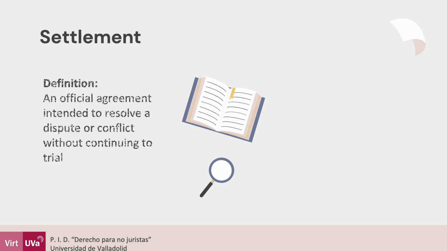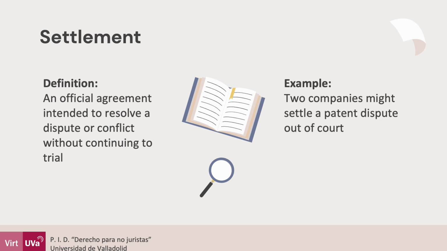Settlement. A settlement is an official agreement intended to resolve a dispute or conflict without continuing to trial. Parties often reach settlements to avoid the cost and uncertainties of litigation. For instance, two companies might settle a patent dispute out of court.